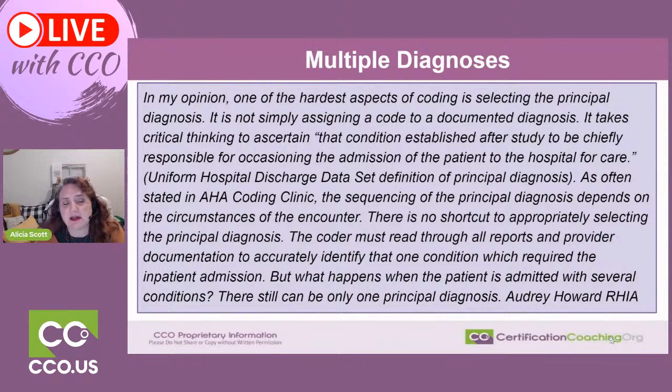I found a great article that was written by Audrey Howard. She's an RHIA with a HEMA, and she mentioned multiple diagnoses, how she determines the principal diagnosis when there's multiple diagnoses that carry equal weight. I really like the statement that she made, so much so that I put the statement out here for us to look at. And then I want to take us out to where the article was written for 3M, and show you some of the examples that she gave.